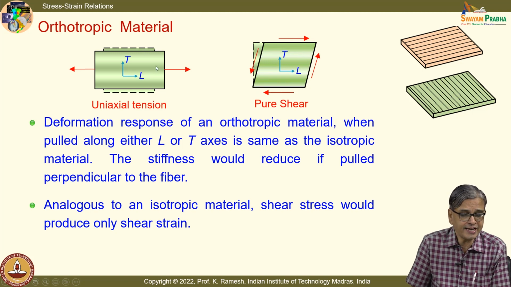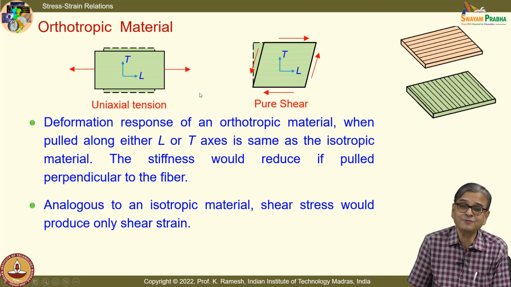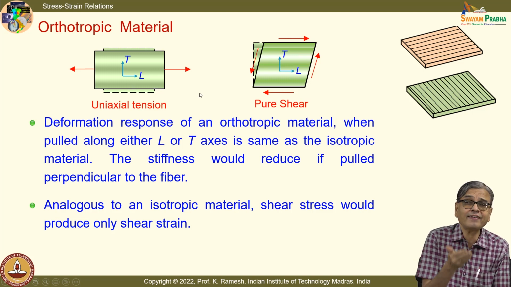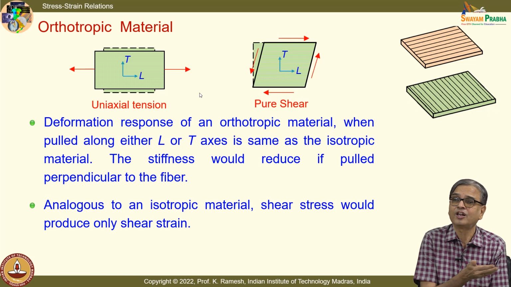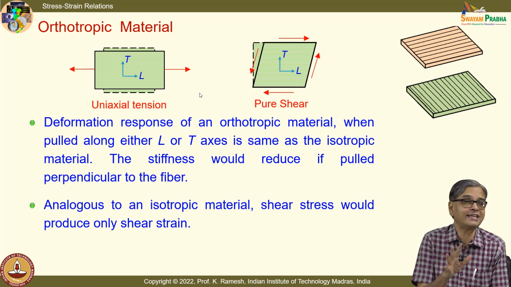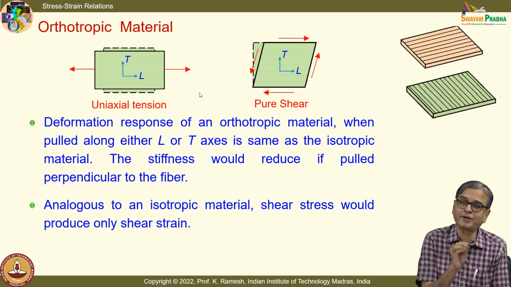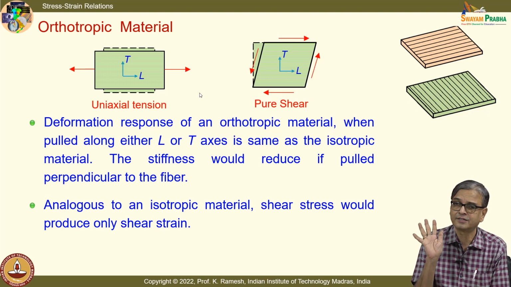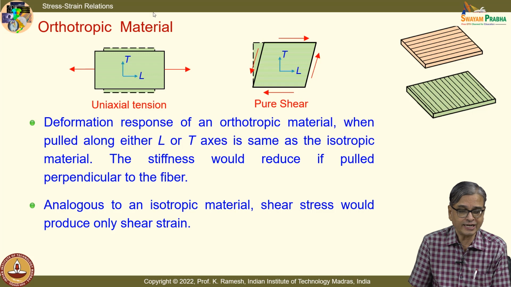Suppose I rotate it, that means I pull it along the transverse direction. The transverse direction will have a lesser Young's modulus than the longitudinal direction. That is what is seen in an orthotropic material. So, an orthotropic material is also similar to an isotropic material under certain directions. In a generic direction, it will behave differently. Okay. So, that is one step, from isotropic, go to orthotropic.